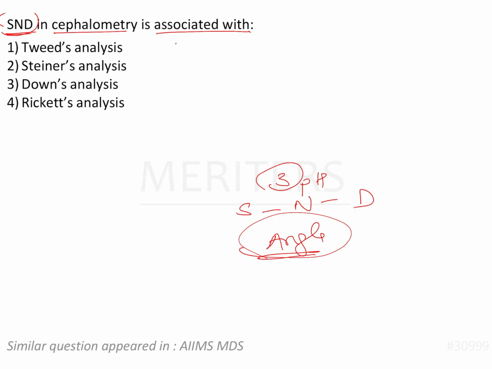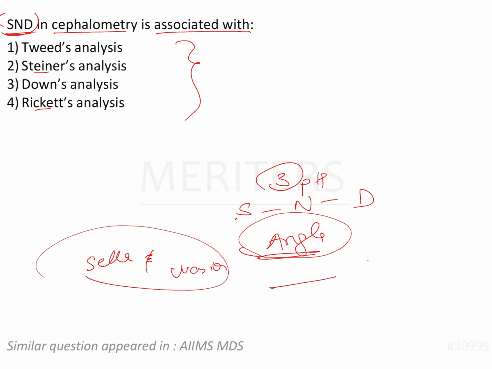So here they have asked us that this angle is associated with which of the following analysis? Tweeds, Steiners, Downs, or Ricketts. Now the S and N stands for Sella and Nasion, right? So the Sella Nasion is usually used in the Steiner's analysis, which is the horizontal reference plane, okay. So this SND angle is also associated with the Steiner's analysis.